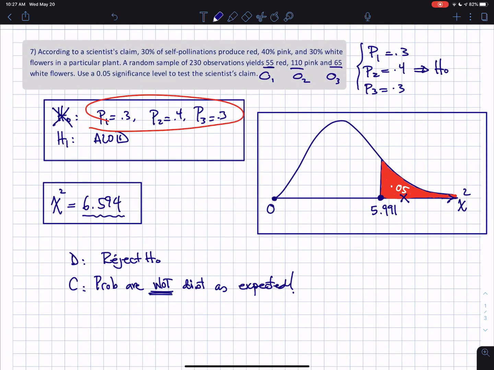And there's our 4 steps: our null and alternative, our test statistic, our rejection region, our decision, and conclusion.